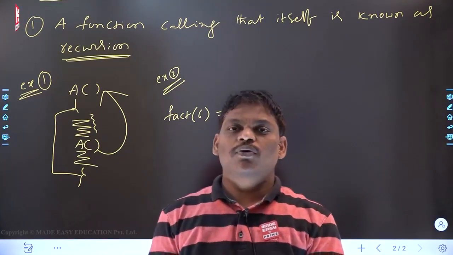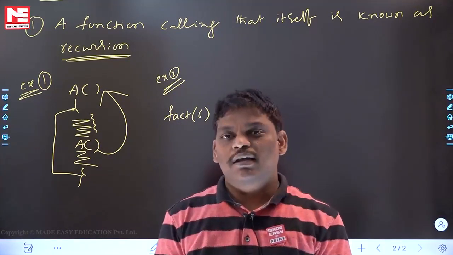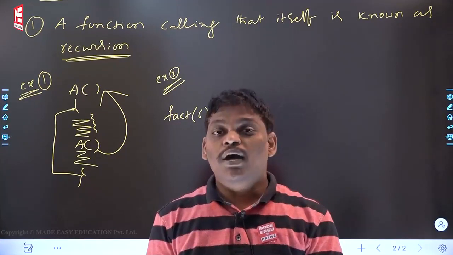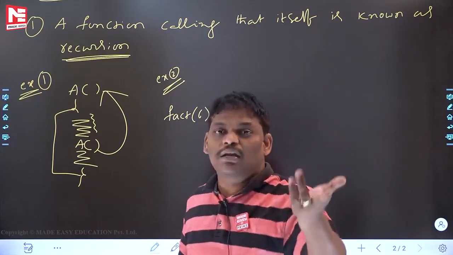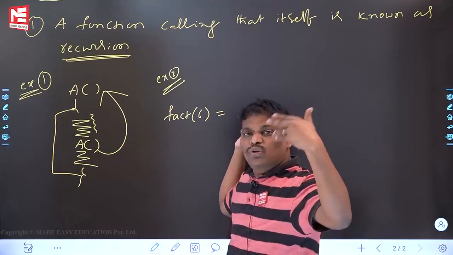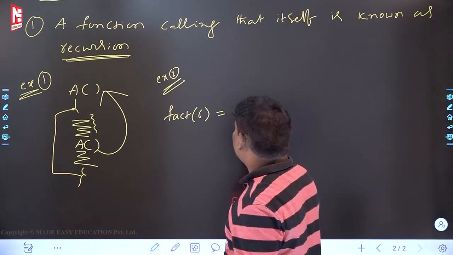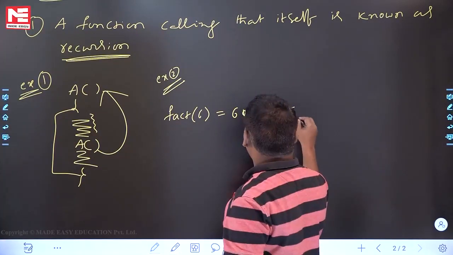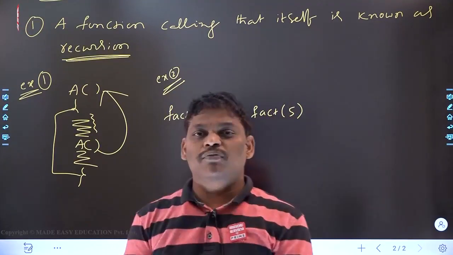If someone asks you what is the factorial of 6, and you already know the answer, please say it directly. If you don't know, but you know how to calculate, you can say it like this also: factorial of 6 is equal to 6 into factorial of 5. This is also correct.